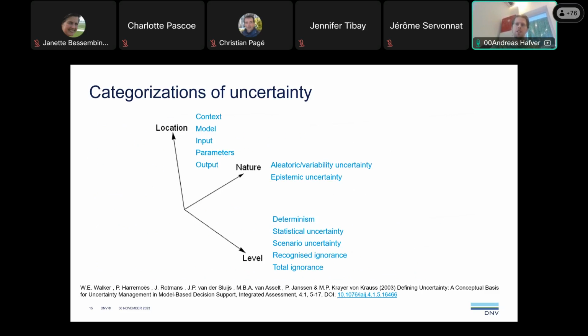Is it the context, the model itself, like the model structure, the inputs, the parameters, the output? Where is this uncertainty located? The nature of the uncertainty is, on the one hand, aleatoric or variability uncertainty, actual variation in the world, or epistemic uncertainty, which is like lack of knowledge. And then the level is a range from complete determinism to total ignorance. And I think this is quite a nice way of categorizing uncertainty according to different aspects.